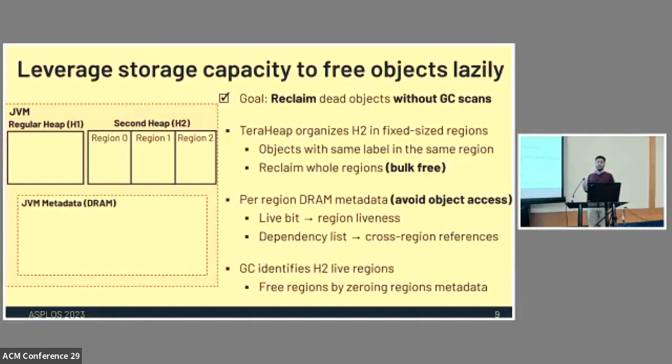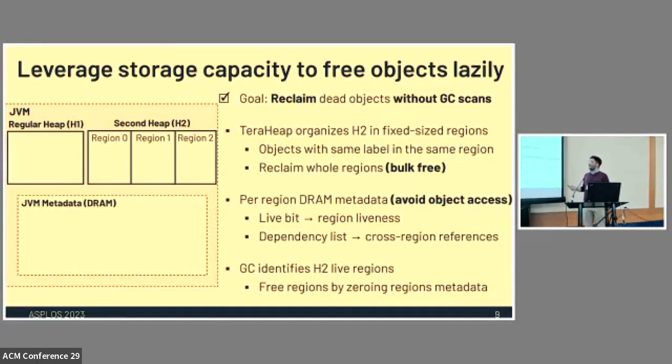Next and bigger problem that we have to solve is how we are going to reclaim objects in the second heap without GC scans. Unlike existing solutions that are designed to reclaim DRAM space eagerly, TeraHeap reclaims the space in H2 lazily by taking advantage of the large device capacity. Thus, we organize the second heap logically into fixed size regions, putting objects with the same label in the same region. And thus, we can free the whole region in bulk.